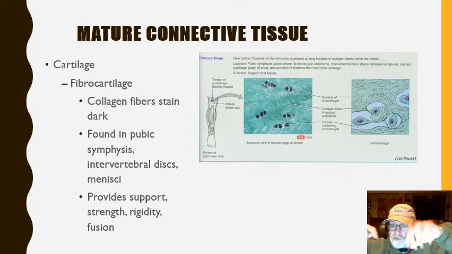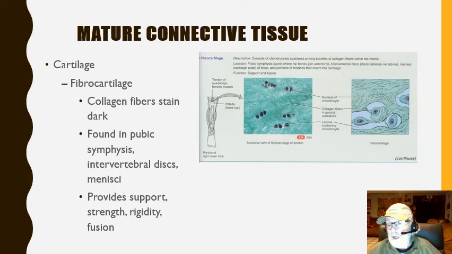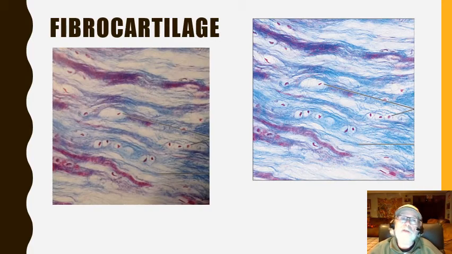We have a meniscus in our shoulder that deepens the socket on the scapula, and we have menisci on the top of the tibia, the larger lower leg bone. They actually deepen the socket, so the condyles of the femur can fit in a deeper socket. That's where we see this fibrocartilage. It provides some support, strength, and rigidity, and fuses well with bone and other things like that. So this is basically fibrocartilage.